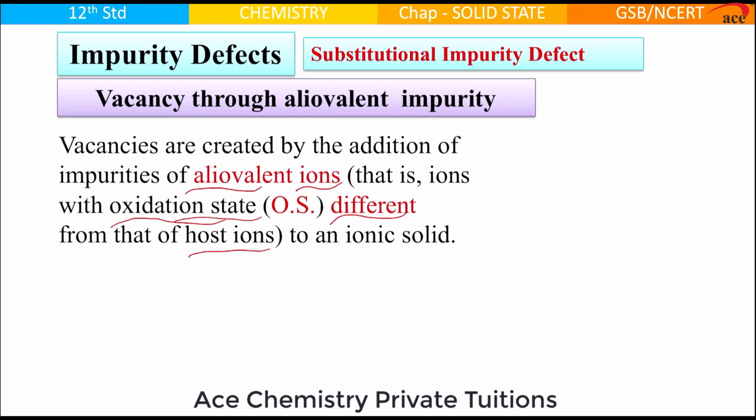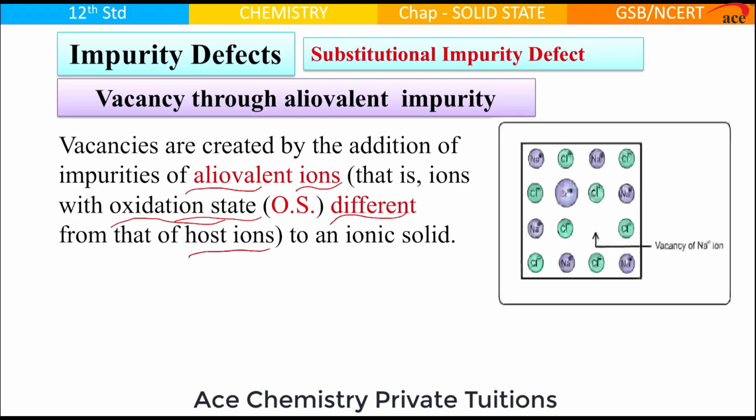Aliovalent means it is having oxidation state different than host ions. In this case, the ion added has oxidation state greater than the host ions. If you see an example, imagine the entire thing is filled by NaCl. Your crystal lattice is NaCl. You know, in the crystal lattice of NaCl, Na+ is surrounded by Cl- and Cl- is surrounded by Na+. Now, imagine this is a case.